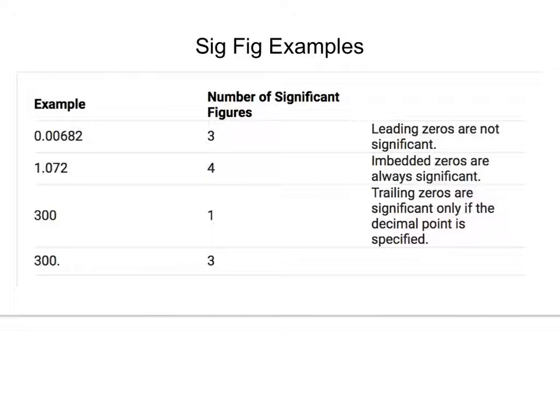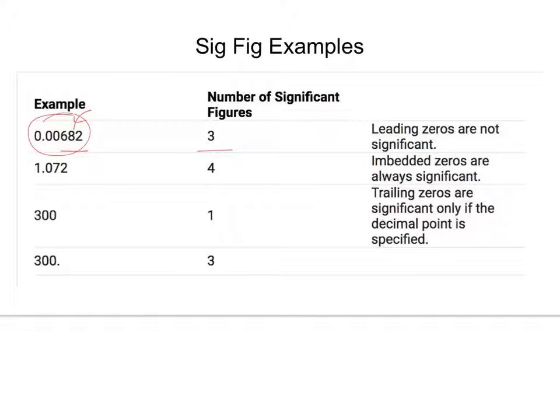Okay, so for example, 0.00682. If it has leading zeros, they're not significant. Okay, meaning all the zeros before the integers are not significant. Therefore, 6, 8, and 2 are the only significant figures here, meaning we have 3. Okay? So whatever instrument we got this number from, it measured to the 10,000ths. Okay? So pretty little. And then we guessed the 100,000ths.